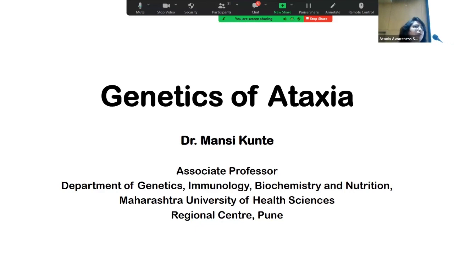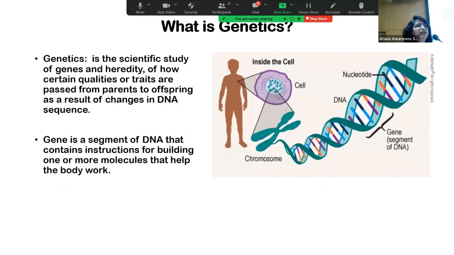So we touched upon a little bit about genetics of ataxia. Before we go into that, I want to talk about what is genetics. I know here there are many students who are masters and there are patients, and we have heard the term genetics a lot. But what is it? Our body is made up of cells, right? It's like a building block. Every cell has a DNA, right?